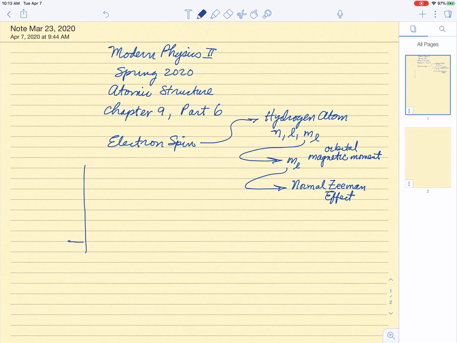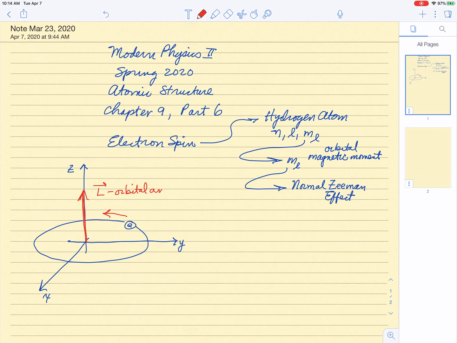So if we just quickly review, we looked at the orbital motion of an electron, and that gave rise to an orbital angular momentum L, an orbital angular momentum, and because of the negative charge on the electron, that gave rise to an orbital magnetic moment.